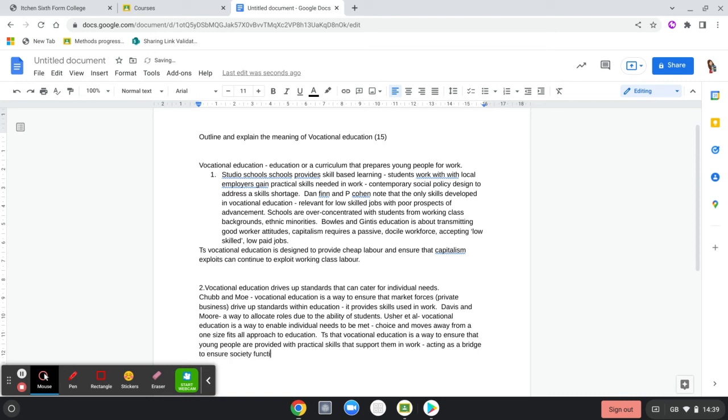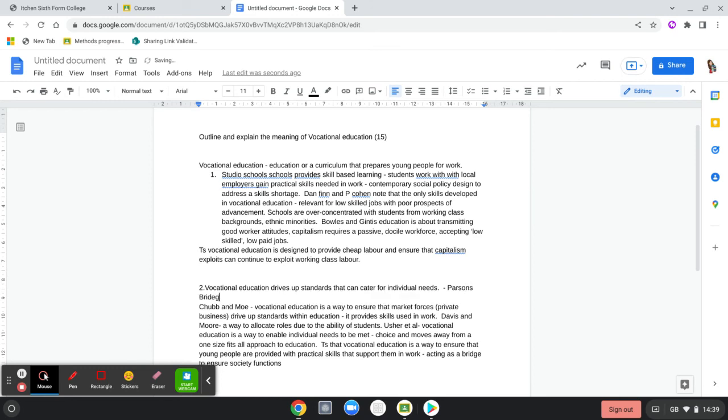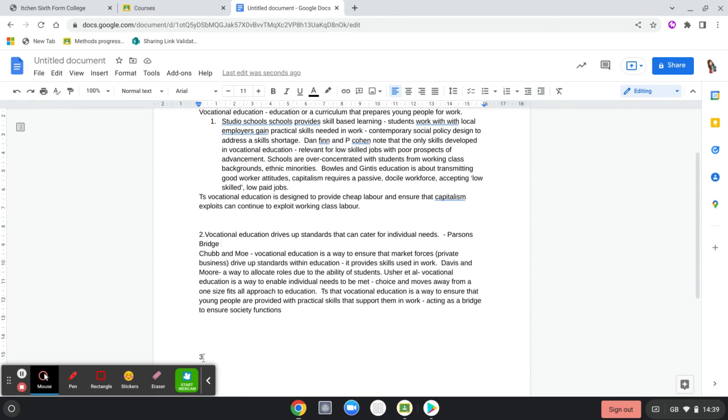Because I've kind of veered off into society functions, I suppose you could really put Parsons there in the bridge as a little reference, just as a note. So, vocational education. I didn't produce a third paragraph. I suppose you could remove Parsons and Davis some more if you wanted to, and make it into two smaller paragraphs. Yeah, you could always do that. So functionalism is ensuring it continues to function, and for Chubb and Moe, ultimately, it's about private business.